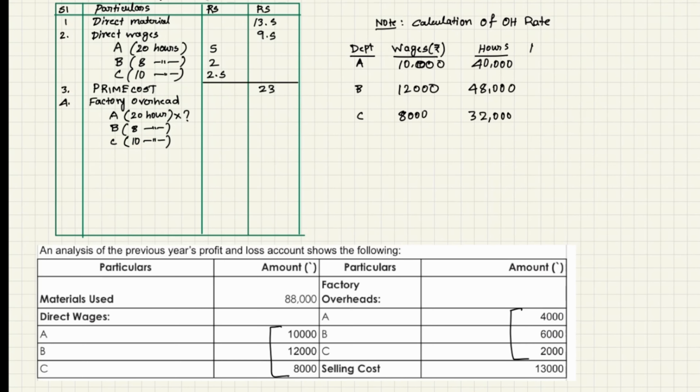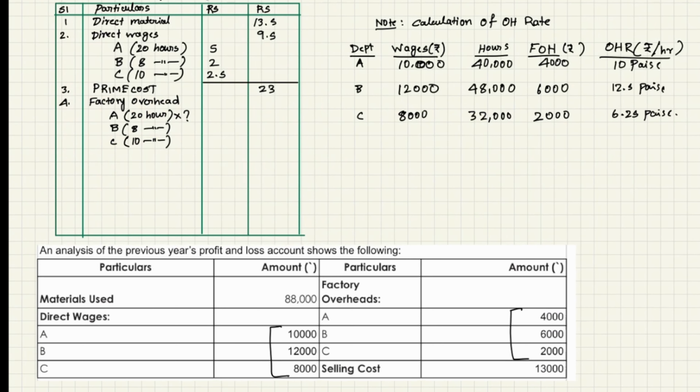Now I have hours. I will now record factory overhead data: 4,000 rupees, 6,000 rupees and 2,000 rupees. Since I have hours and factory overhead amount, I can calculate rupees per hour, that is the overhead recovery rate. So 4,000 divided by 40,000, I will get 0.1. Similarly, 6,000 divided by 48,000, I will get 12.5 paise, and 2,000 divided by 32,000, I will get 1 by 16, which is 6.25 paise.